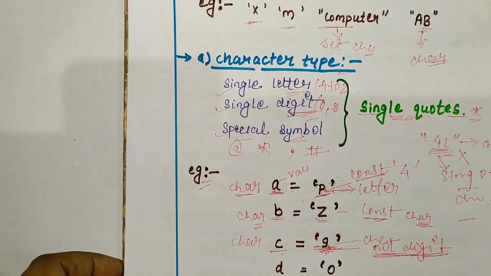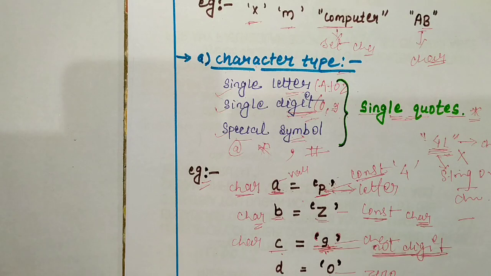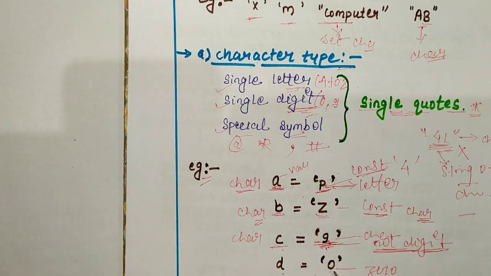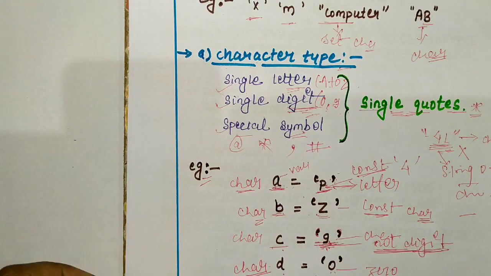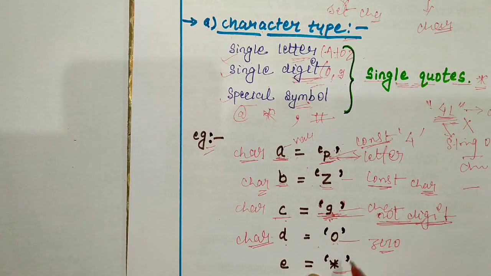Next is D equal to '0', that is zero, not the letter O. Zero is also a digit, but in single quotes, so it is also a character. The data type of D is char. Next one is E, which contains a star. It is a special symbol.